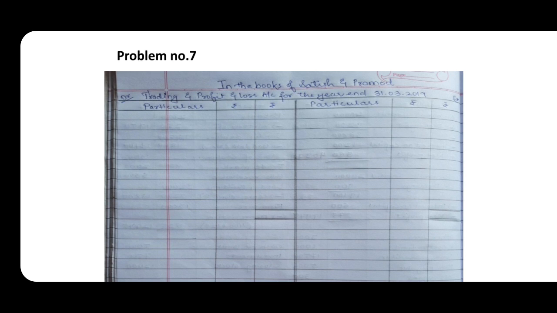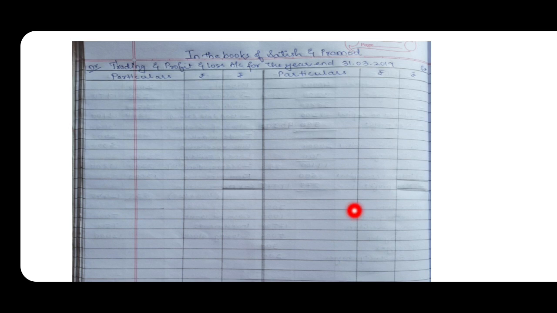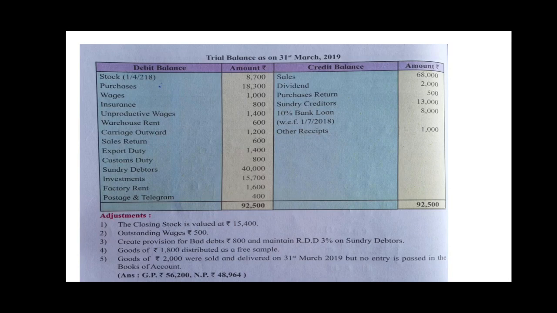We'll start. In this way you will prepare the accounts in the books of Satish and Pramod, trading and profit and loss account with debit and credit side. These are our closing lines of trading account. After this it is the profit and loss account with the closing lines on both sides. So in this way you will prepare your accounts. Let's start with the first step, that is marking up the adjustments.